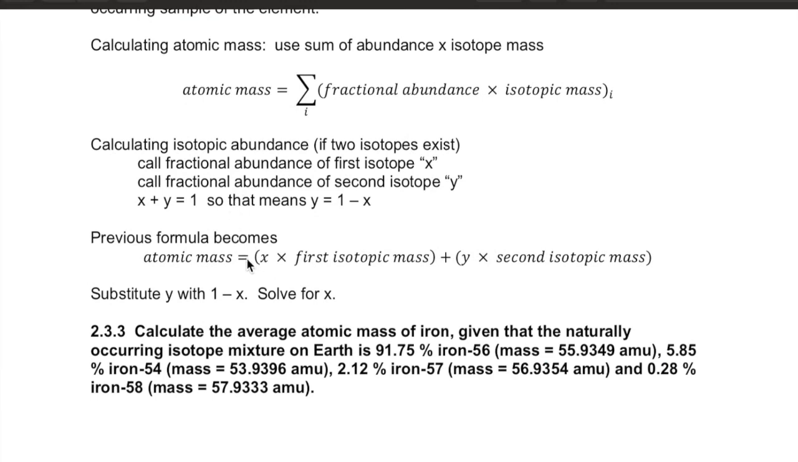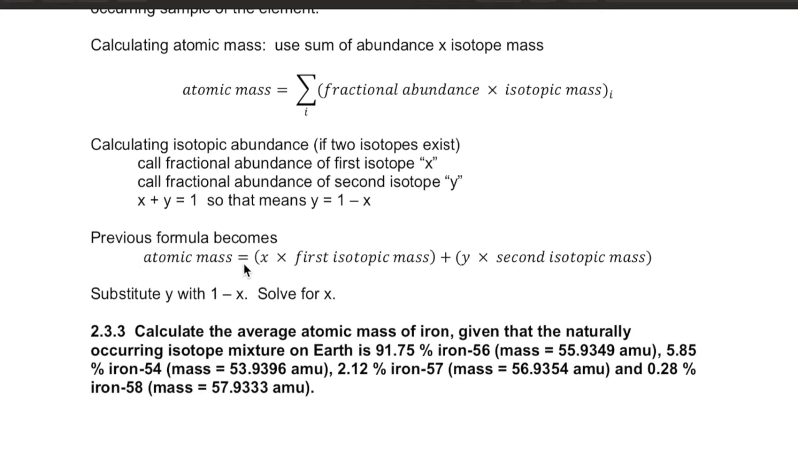We can go the other way also. So if you know the average atomic mass, and you know that there are only 2 isotopes, we'll call them X and Y. So we have the fractional abundance of the first isotope X, so we would multiply that fractional abundance times that first mass, and then we could multiply the fractional abundance of the second isotope times the second isotopic mass. So this is how we would calculate the average atomic mass.